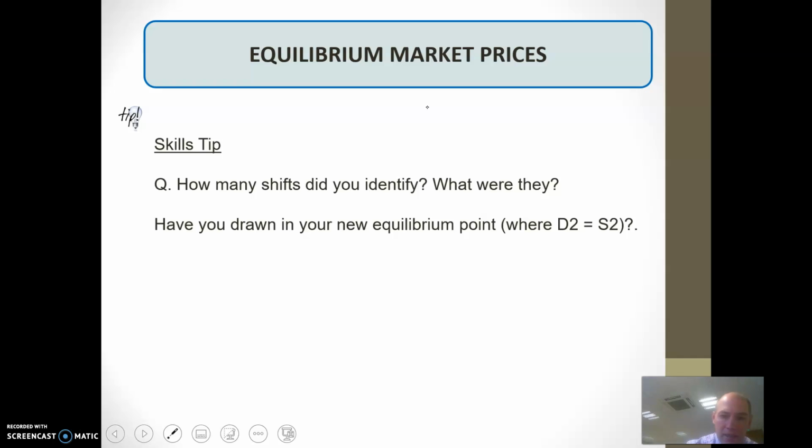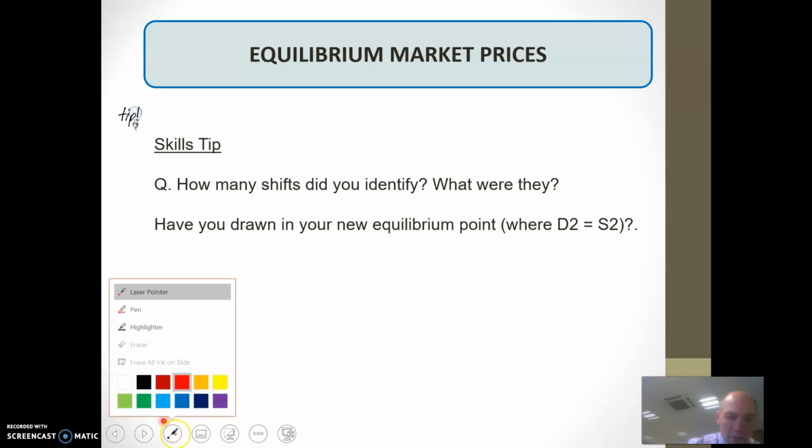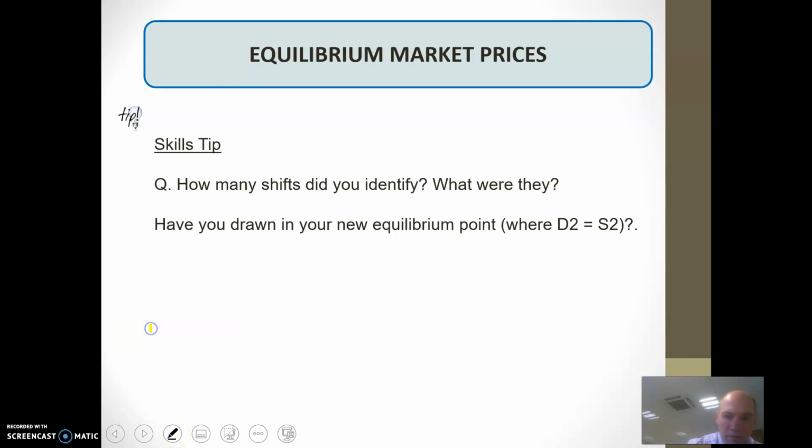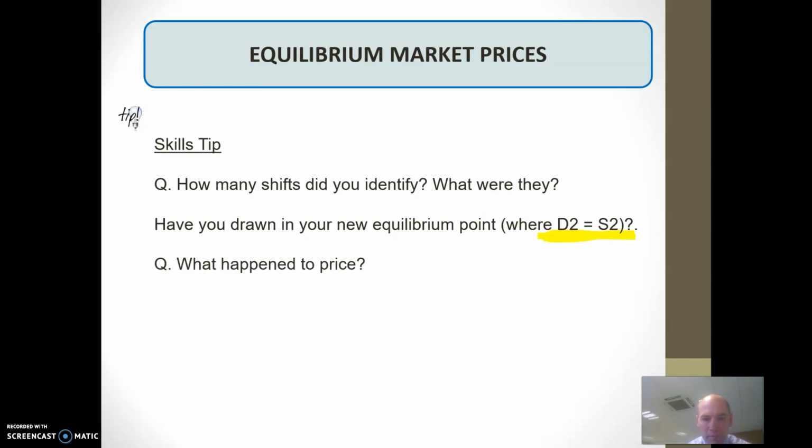Now, this is where demand is equal to supply and nothing else. This is important: the new demand curve and the new supply curve. Focus on where the new demand curve and supply curve intersect. No other line should be there. So you should have a P1, Q1 and a P2, Q2, nothing else.